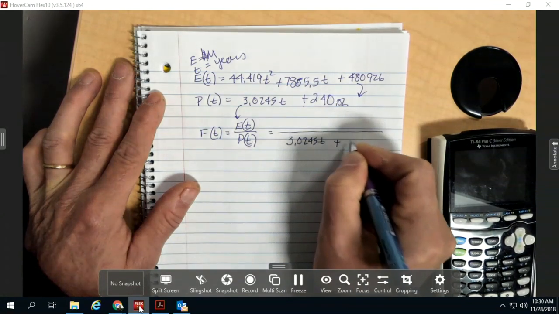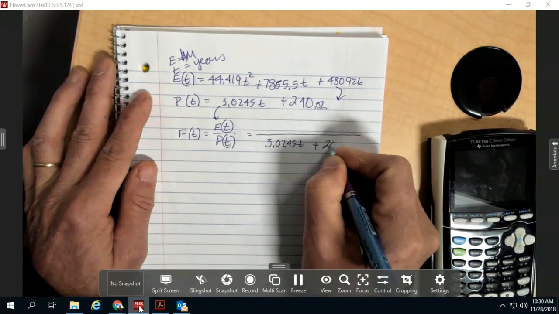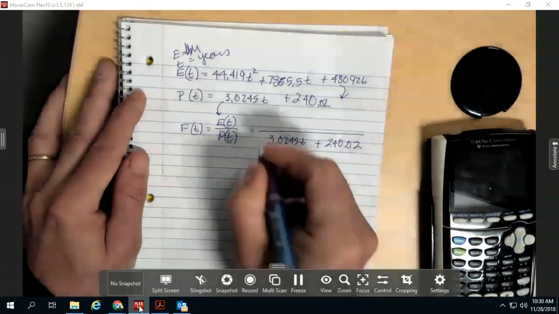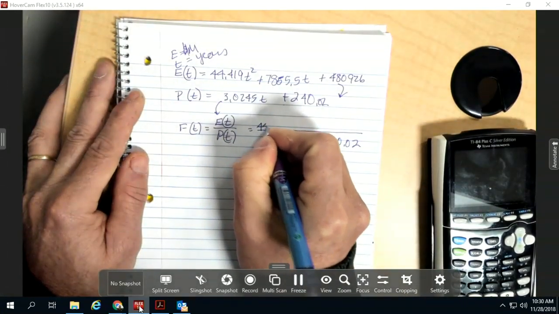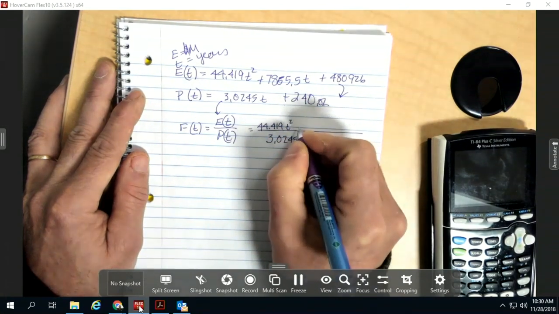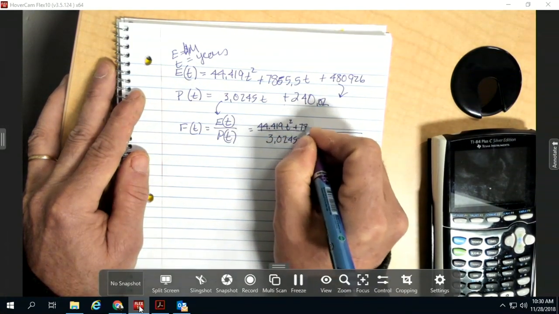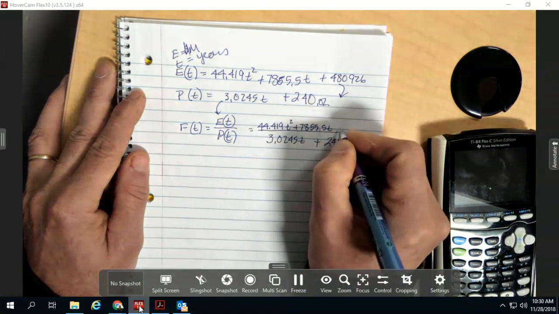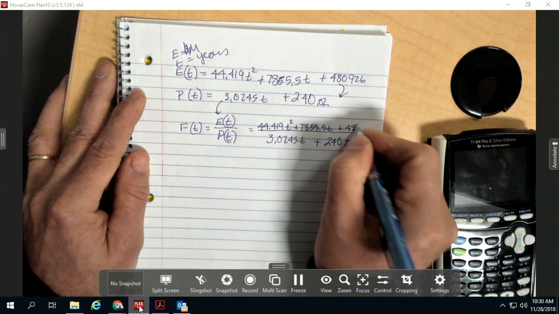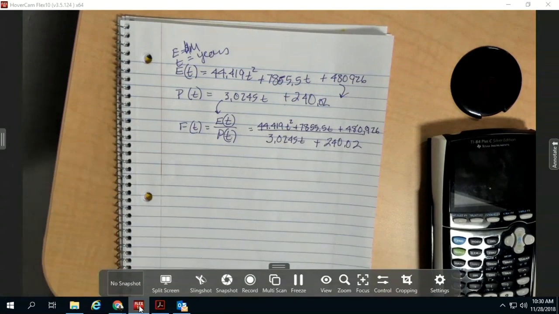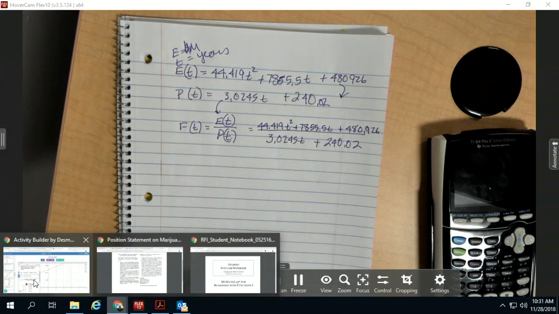The denominator is 3.0245 t plus 240.02. The numerator is 44.419 t squared plus 7855.5 t plus 480,926. So there's our food expenditures as a function of time.